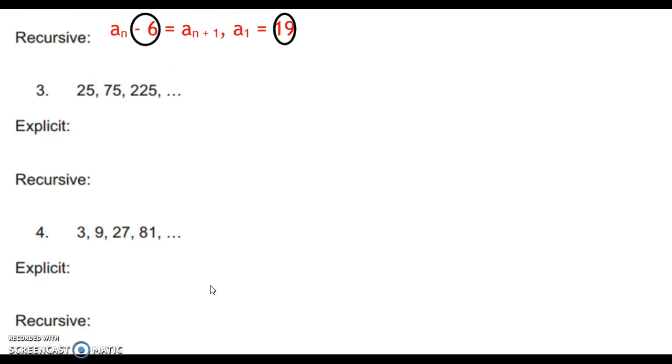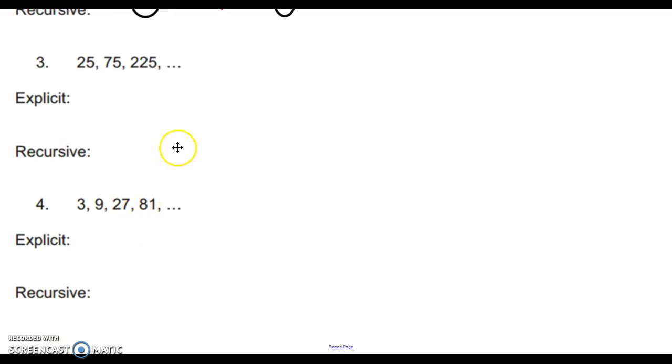Let's take a look at explicit and recursive formulas for geometric sequences. For this geometric sequence, in order to get from 25 to 75 to 225, I'm multiplying by 3. And if you didn't believe me, you could take 75 and divide it by 25 and get 3. That's your common ratio. I'm going to give you the recursive formula, and then I'll show you how to write the explicit. Here in this recursive formula, the next term is equal to the current term times 3, and I also recognize that the first term is equal to 25.